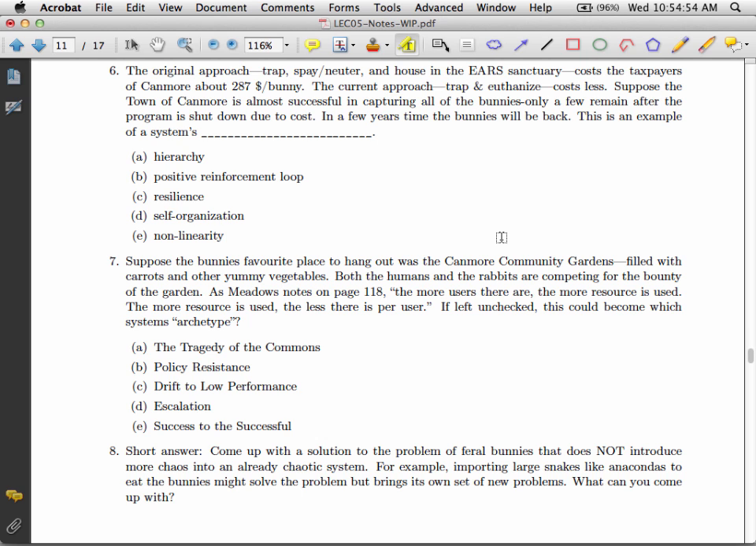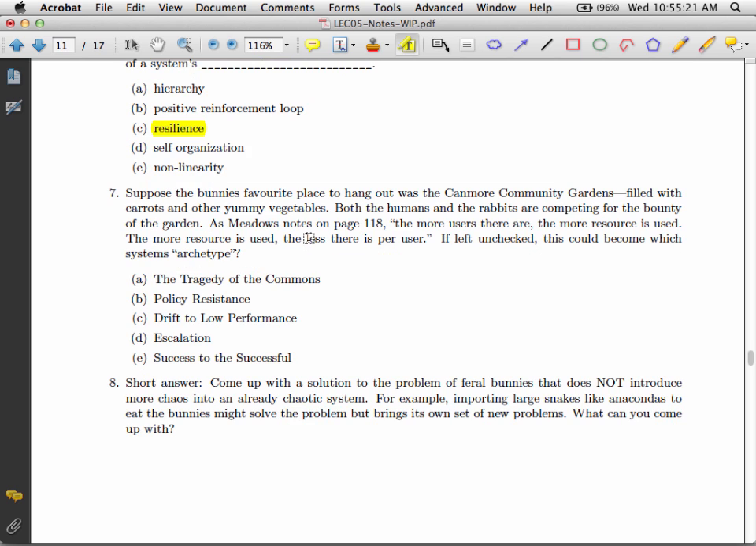Moving right along, the original approach, trap, spay, neuter, and so on, is going to cost real money to the taxpayers of the town of Canmore. And suppose we get almost all the bunnies, but not quite. And in a few years' time, the bunnies bounce back. Well, this is an example of a system's resilience. So you compress the system like a rubber ball, and boom, it's going to spring back up. So systems have resilience, and that was the property we were looking for.